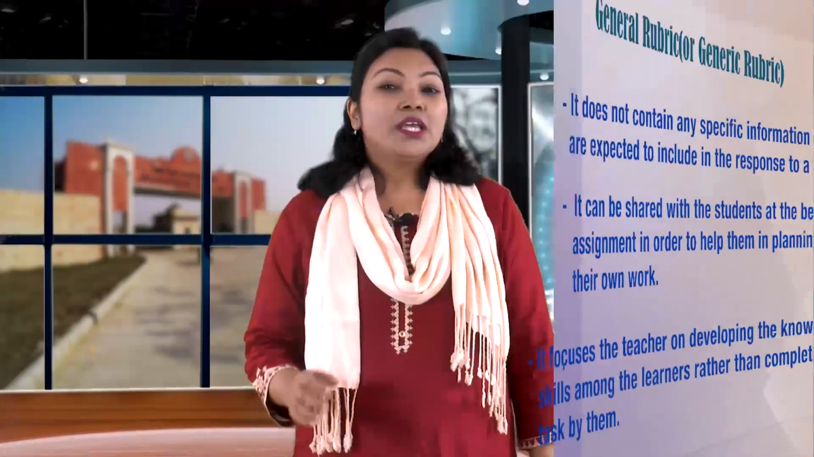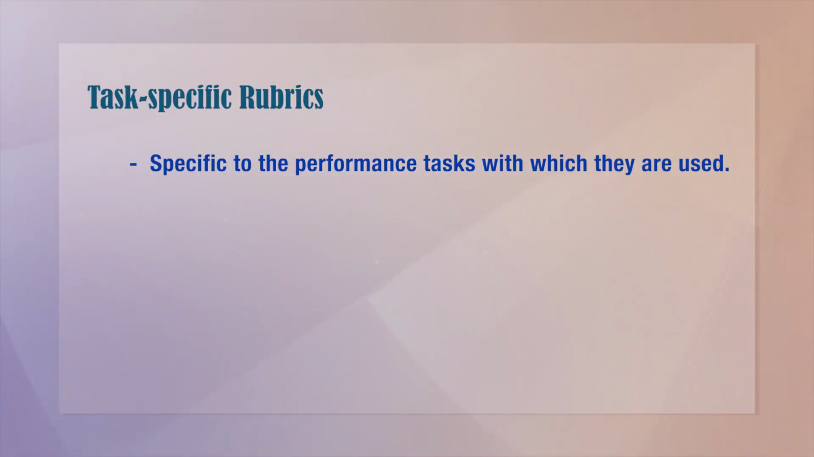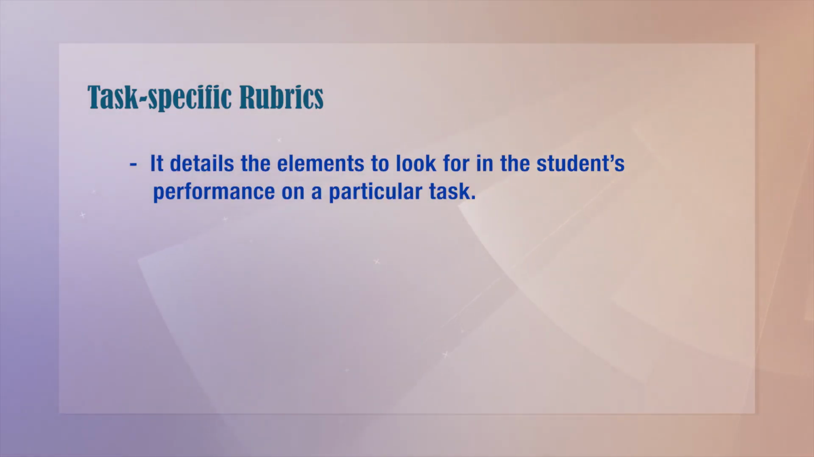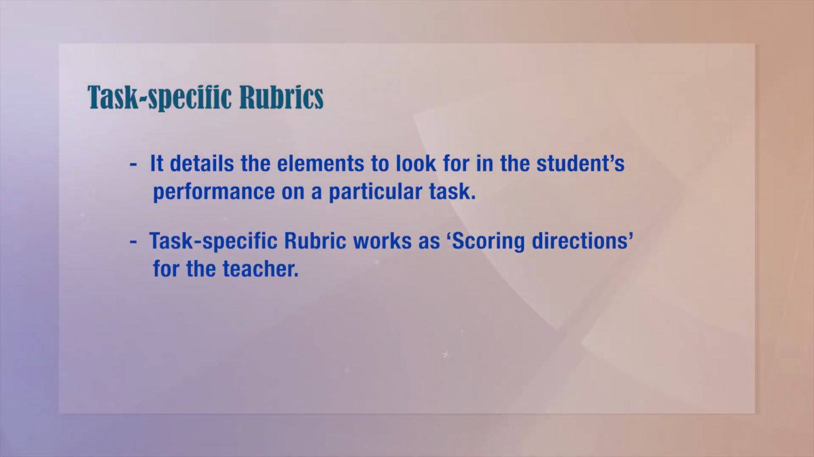In contrast, the task-specific rubrics are specific to the performance task with which they are used. It includes the specific descriptions of performance related to a particular problem. It contains the answers to a particular problem, may list facts and concepts or explain the reasoning that learners are supposed to mention and use. In other words, it details the elements to look for in the student's performance on a particular task. It is like a scoring guide for a teacher to grade the performance of the students.